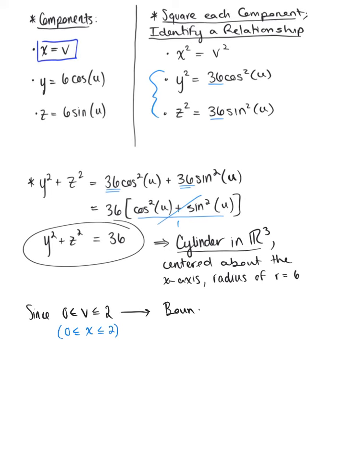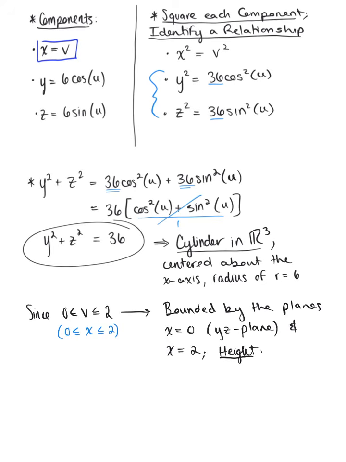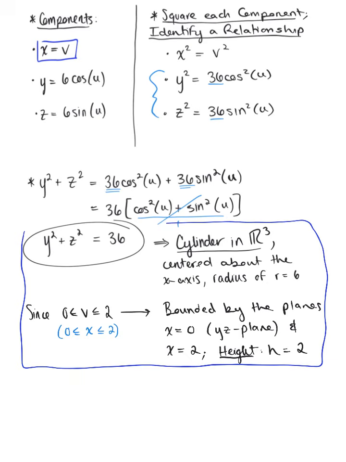So the cylinder is bounded by the planes where x is equal to 0, or in other words, it's bounded below by the yz plane, and bounded above by the plane x is equal to 2. So this also lets us know, we can add here, that the height of this cylinder is 2 units. So you can say that h is equal to 2. Woohoo! And we have officially classified the surface for this parametric representation.